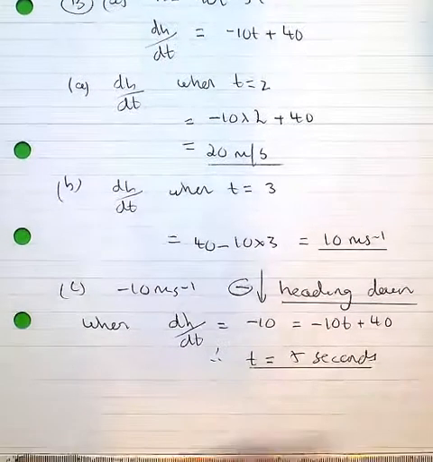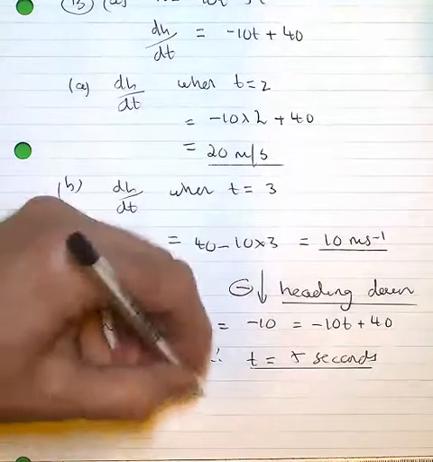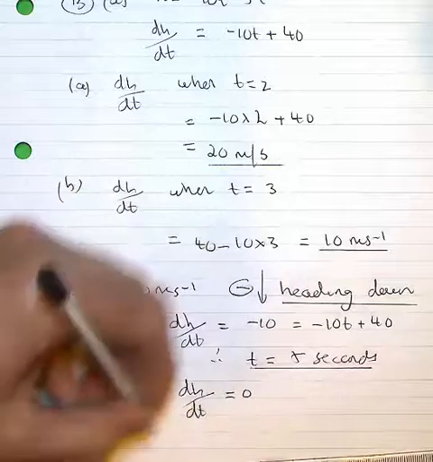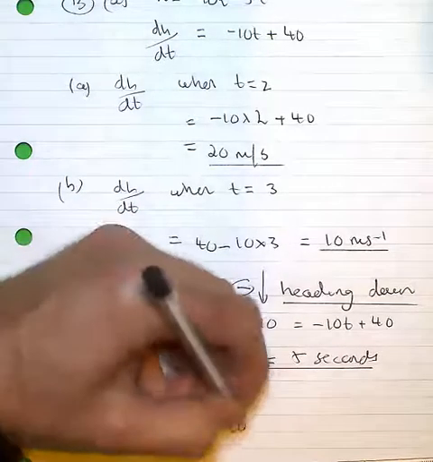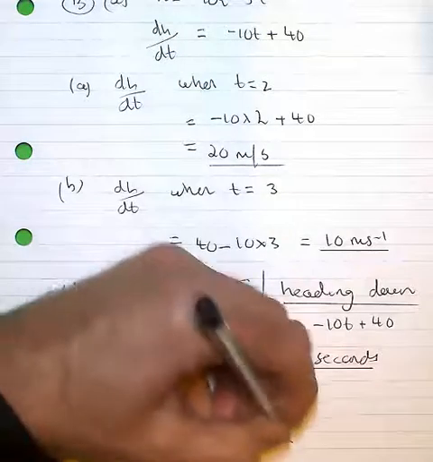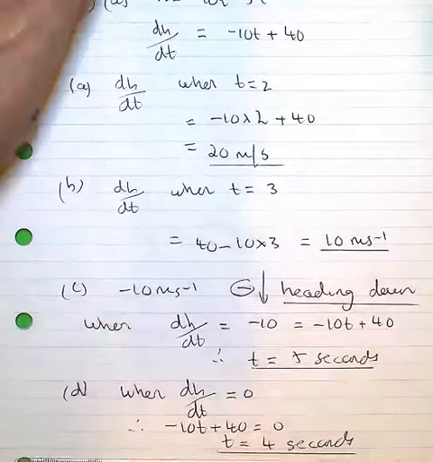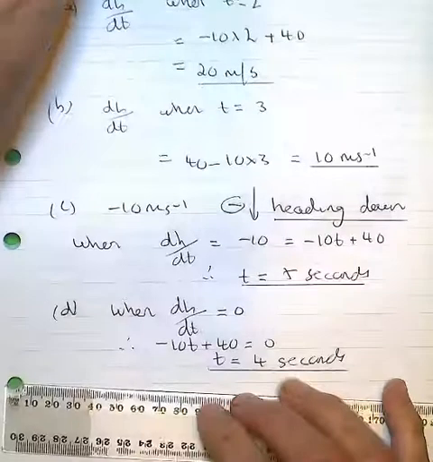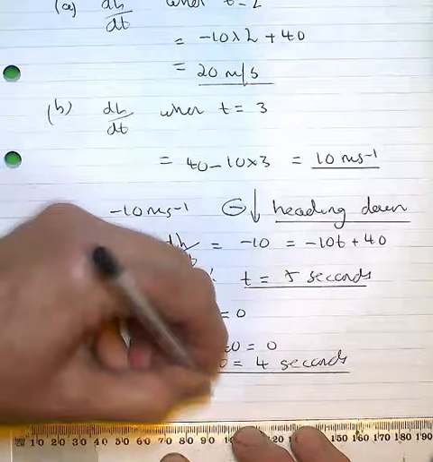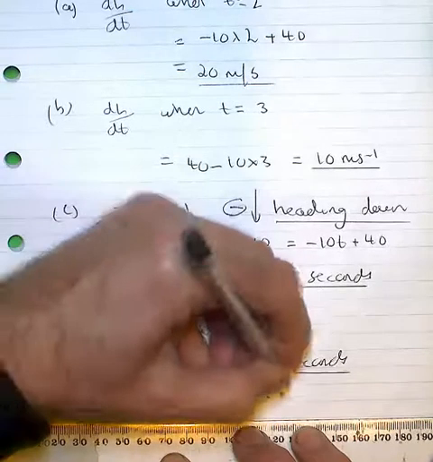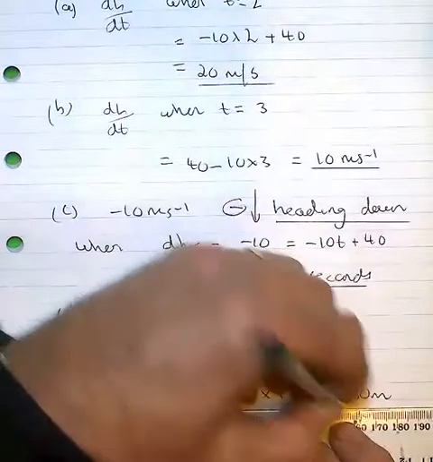When was the velocity 0? That will be at the top of the flight, or when the rate of change of height is equal to 0. t is going to equal 4 seconds. The height at which that occurs, we'll have to do a little bit of substitution, and that will work out being 80 meters.